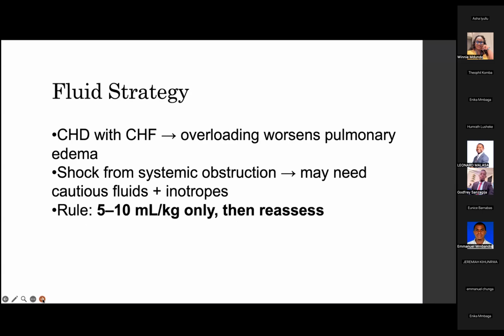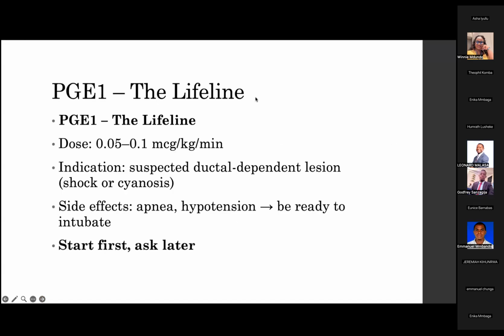Fluid, we already talked about this: you need to give aliquots of fluid at 5 to 10 mL per kg and reassess the patient, because these patients are at high risk of being overloaded. Now I will allow Dr. Wendy to talk about this, because I know that prostaglandin E1 is not really common in our setup, but I'm sure they use it a lot.